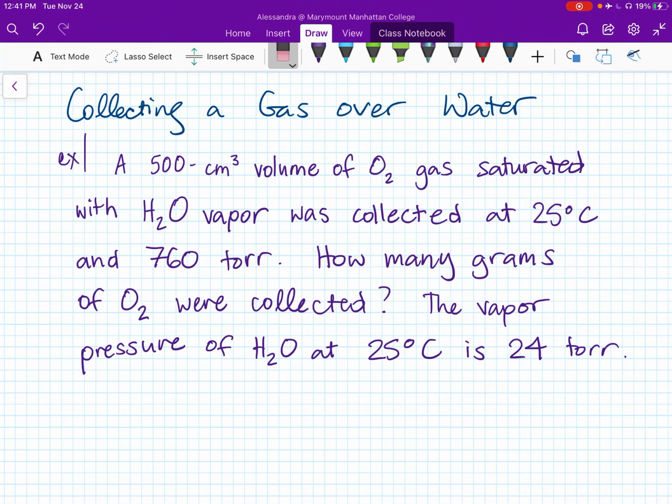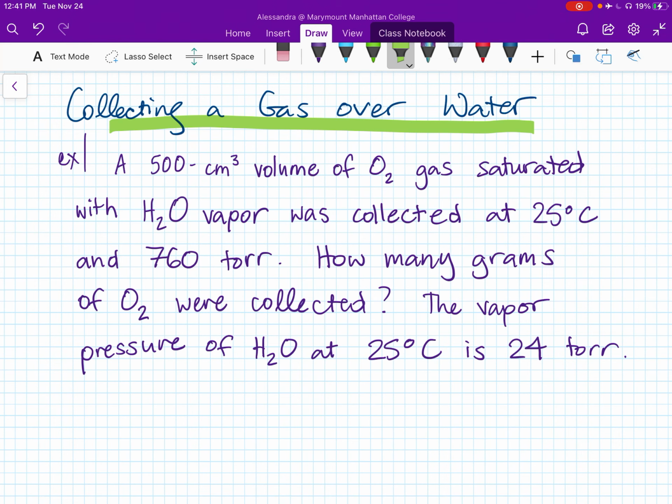So now let's put Dalton's law of partial pressures into action. Here I'm going to do an example where a gas is collected over water. In this example, a 500 cubic centimeter volume of oxygen gas saturated with water vapor was collected at 25 degrees Celsius and a pressure of 760 torr. How many grams of oxygen were collected?